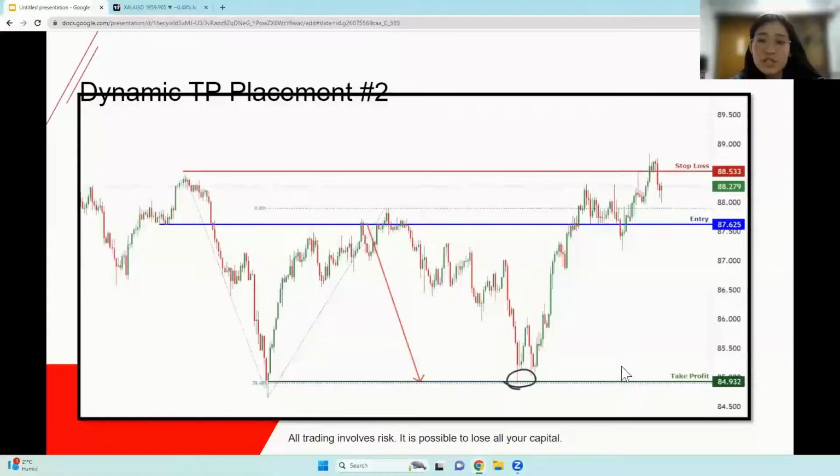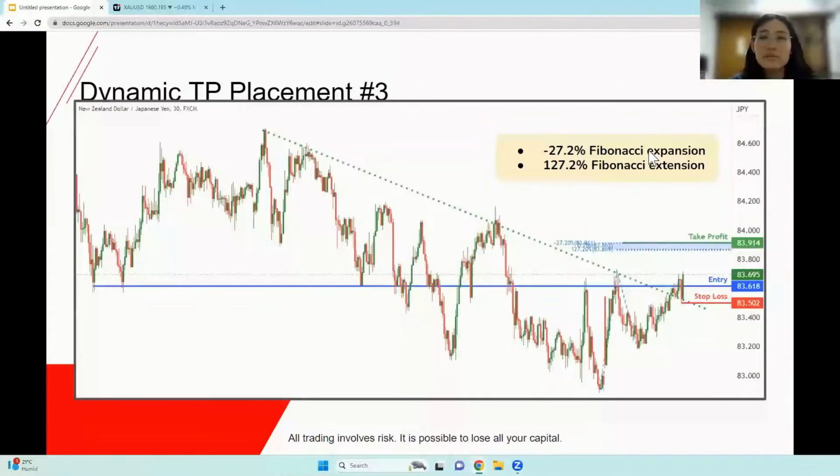So you can imagine if we had placed our take profit beyond it, rather, if we had placed it underneath our swing low support as well as the Fibonacci level, we would not have been able to catch this before it reversed back up to our stop loss. Okay, I think you guys have gotten it by now. Just one more example here.